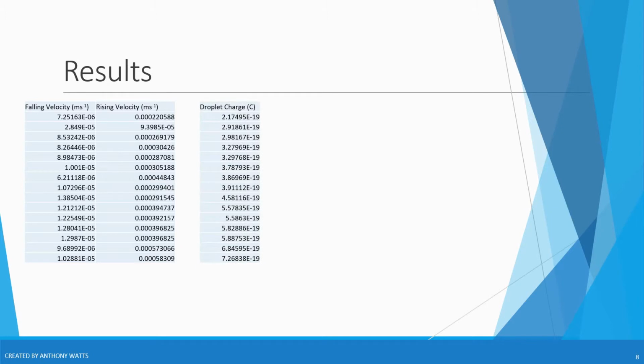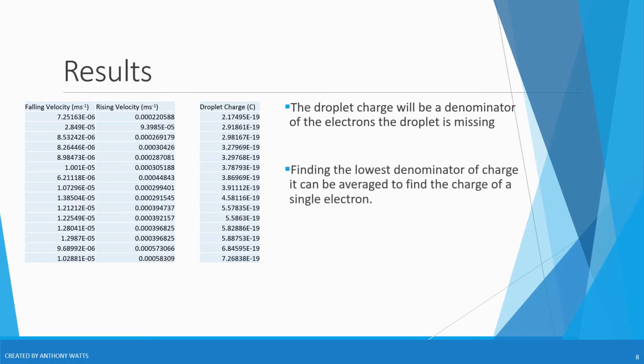Using this equation with the rising and falling velocities gave the table containing the droplet charge. The apparent charge for each droplet will correspond to an integer number of missing electrons. By calculating the lowest denomination of the droplet charge, it can be used to calculate the charge of a single electron. Using this method, the charge was calculated as 1.32 times 10 to the minus 19 coulombs.